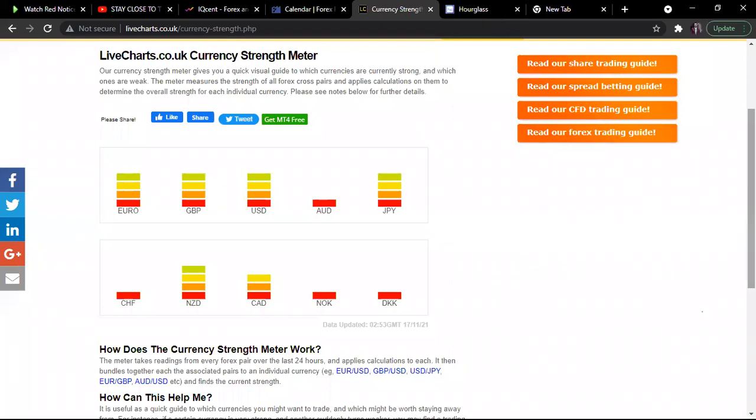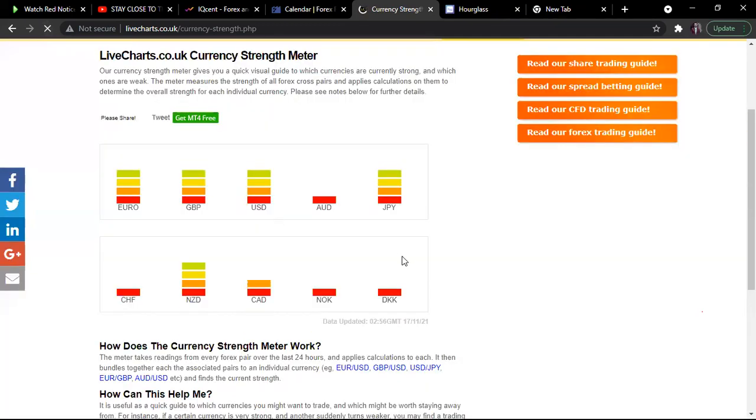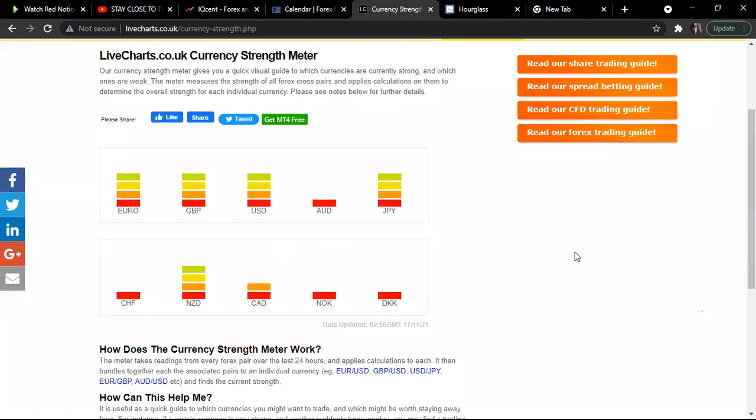How do you determine whether a market is bullish or bearish? You can start observing that just by the strength of the currencies. For example, we can see that AUD and CHF are very, very weak compared to the majority of the other currencies. Let me just refresh and observe. So we can see that AUD and CHF are weak compared to all these other currencies. So what does that mean? It means that we can start capitalizing on those weaknesses.